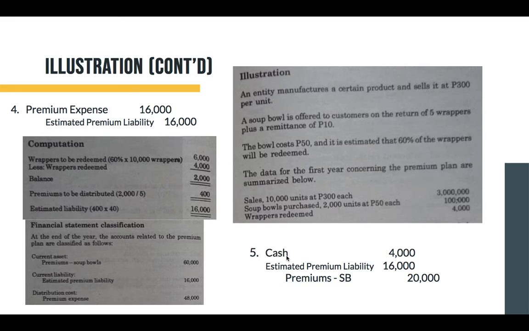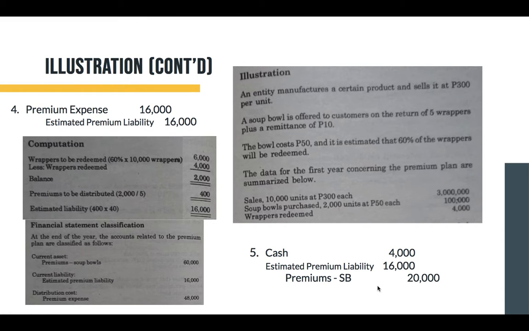For example, our estimated number, which is the 60% or the remaining 400, is actually redeemed on the second year. On the second year, all the total estimated liability was redeemed. Okay, so that's 400 bowls. So 400 times 10 is 4,000. Then we debit our liability of 16,000.